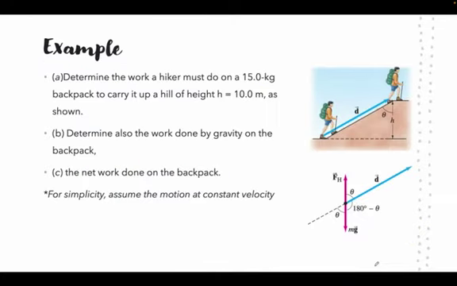All right, let's look at this example. Determine the work a hiker must do on a 15-kilogram backpack in order to carry it up a hill of height 10 meters as shown. Also determine the work done by gravity on the backpack and the net work on the backpack. And just to make things simpler, let's assume that the hiker moves at constant velocity. So there is no acceleration here. All right, pause the video here, take a couple of minutes and see if we can come up with an answer for this.